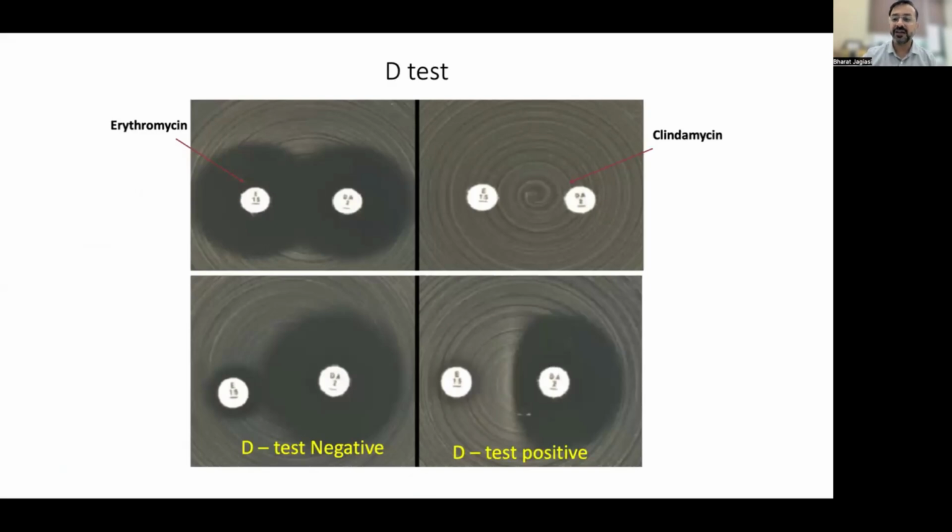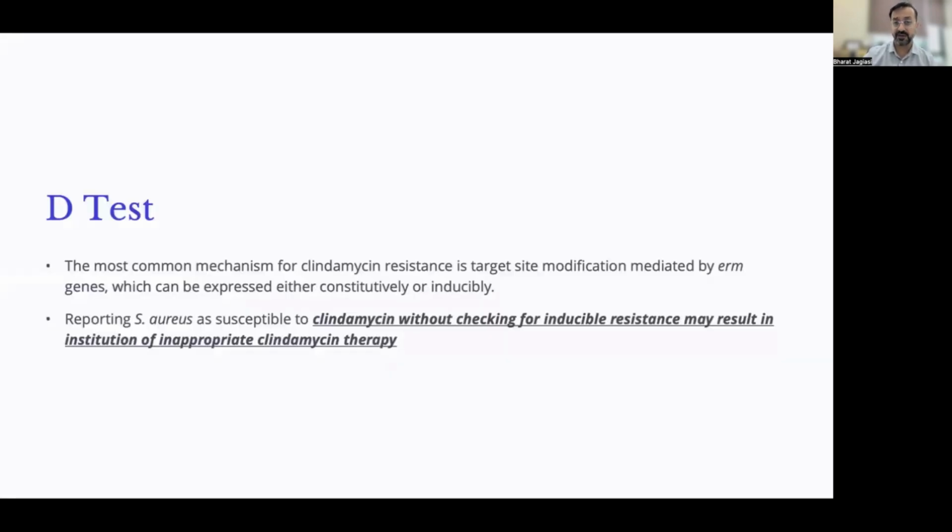If the D test is positive, do not use clindamycin even if the culture shows sensitive. If the D test is negative, clindamycin can safely be used. Clindamycin is an excellent drug for skin and soft tissue infection and MRSA, with good oral bioavailability, but do not use it without confirming, as inducible resistance can result in treatment failure.